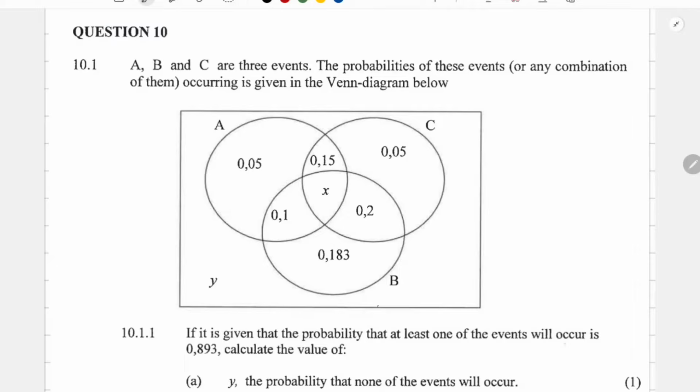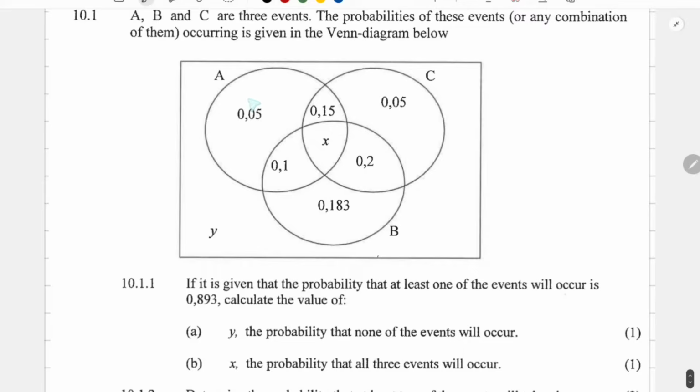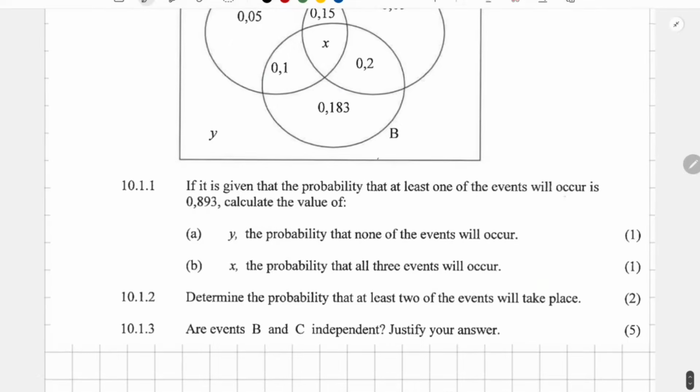And now we're on question 10, and question 10.1 says A, B, and C are three events. The probabilities of these events or any combination of them occurring is given in the Venn diagram below. So we have this Venn diagram and they've given us the probabilities of each event occurring and of course combinations of them. Now the first question 10.1.1 says if it is given that the probability that at least one of the events will occur is 0.893, calculate the value of A.